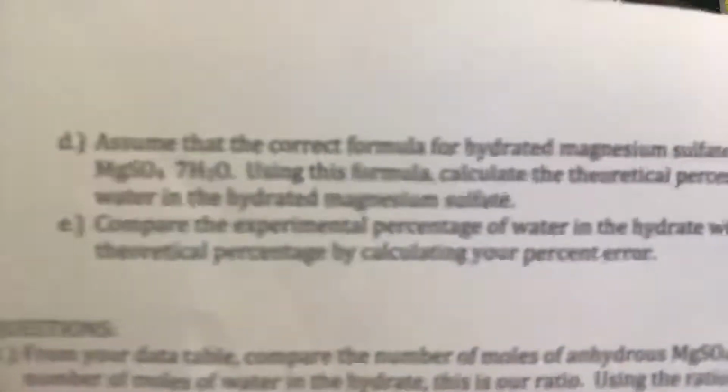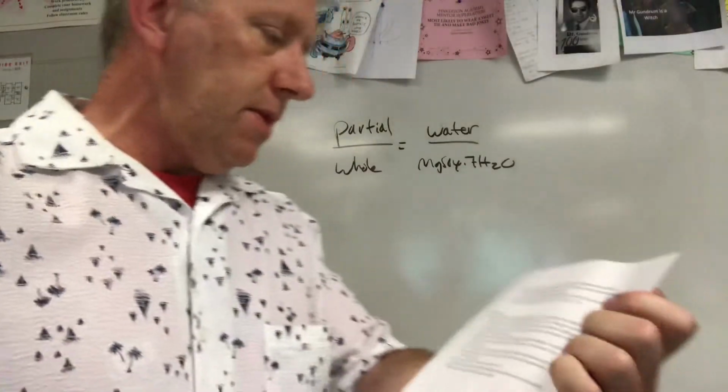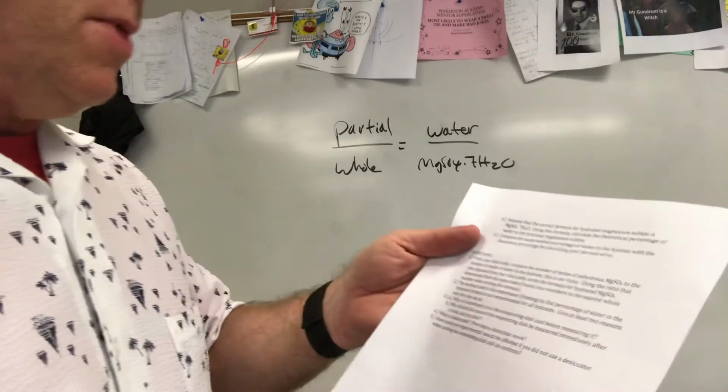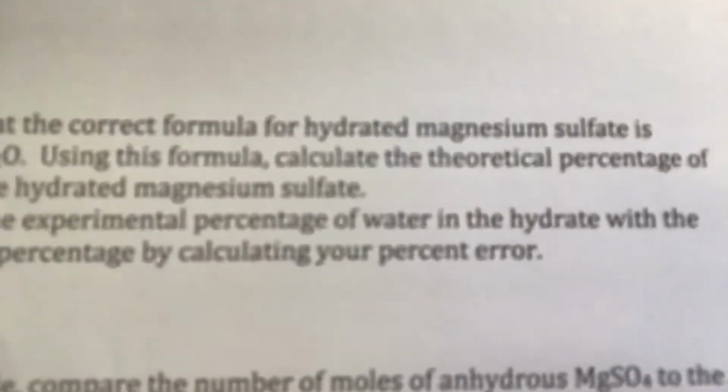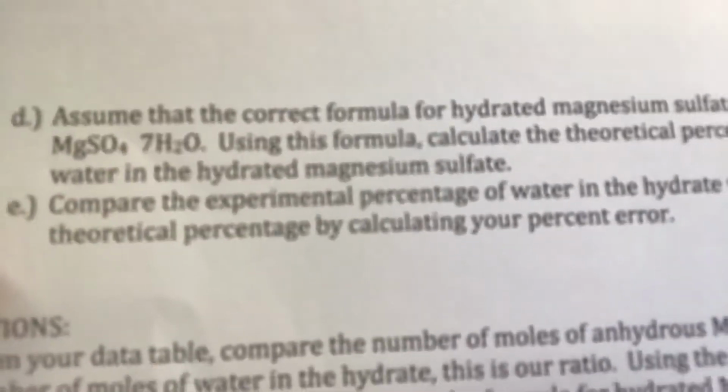Next page. All right, there it is. Right there. Okay, and it says assume the correct formula for the hydrated magnesium sulfate is magnesium sulfate. We've already shown you this. I wrote that down for you with 7 waters attached. Using this information, calculate the theoretical percentage of water in the compound.